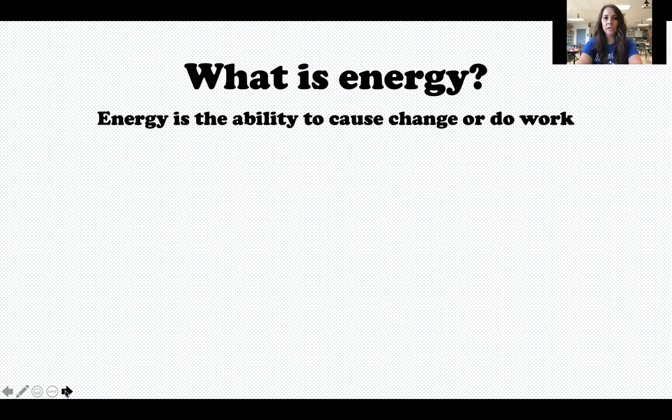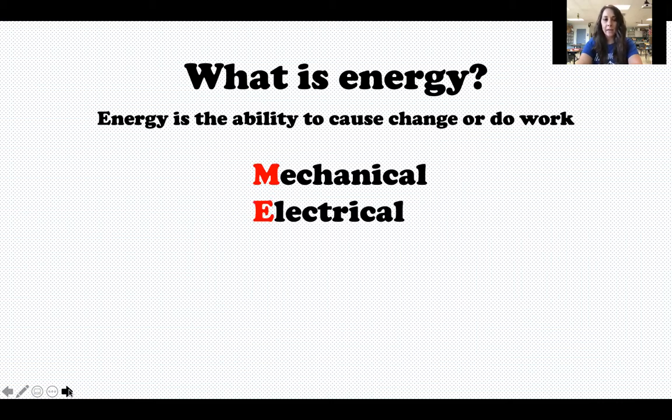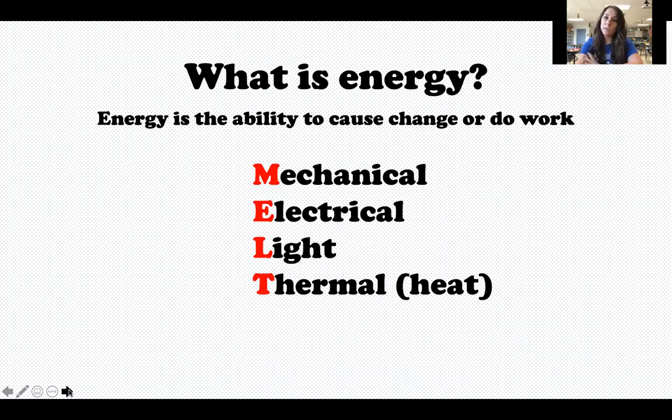Hopefully you remember energy is the ability to cause change or do work. And I gave you the word MELTS to help you remember the 5 types of energy that we will learn about in 5th grade. The M stands for mechanical, which we talked about last week with the marshmallow shooters. The E is electrical, which we're talking about this week. The L will be light, which we'll do next week. The T is for thermal, which we did with the popcorn kernel. And S was sound, which was the very first one we learned about when we did all those different stations with the pitch and the vibration.